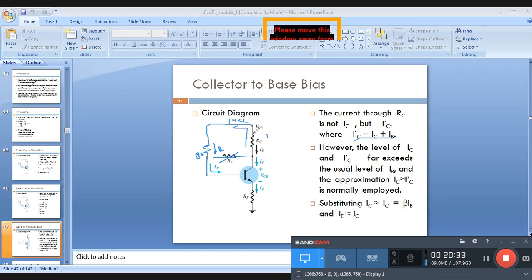Why am I giving this? Because IB and IC are short circuited, you can add them. IC dash is equal to IC plus IB. However, the levels of IC and IC dash far exceed the levels of IB, so approximately they will be the same for IC and IC dash. While substituting, we get approximately all the values, and because of that we consider them as constant values.